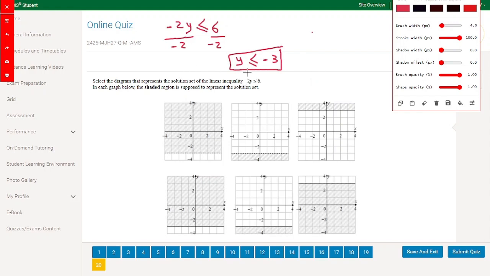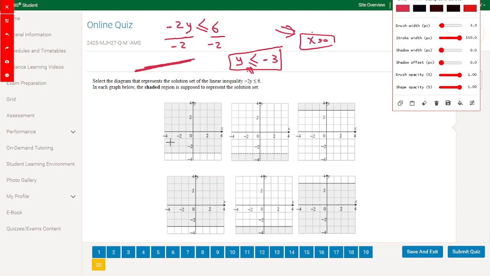So here now, from this inequality, we have equal, so that means the line will be a solid line. Okay. Now here, y is minus 3, and here x is equal to 0, so whatever value of x, y will be minus 3. So let's search here for which graph the line is drawn here.